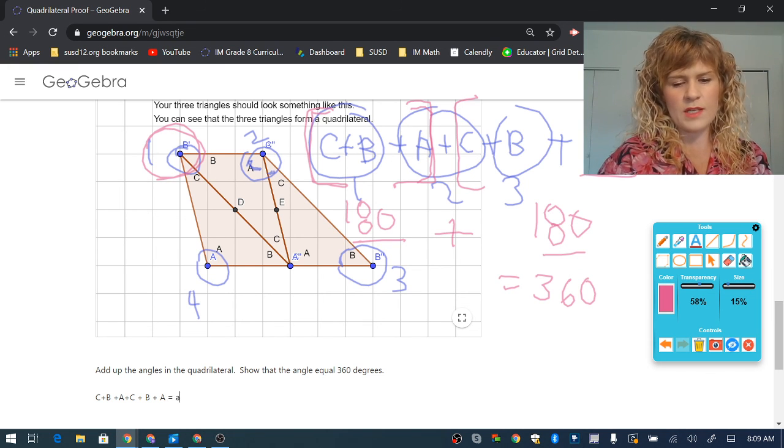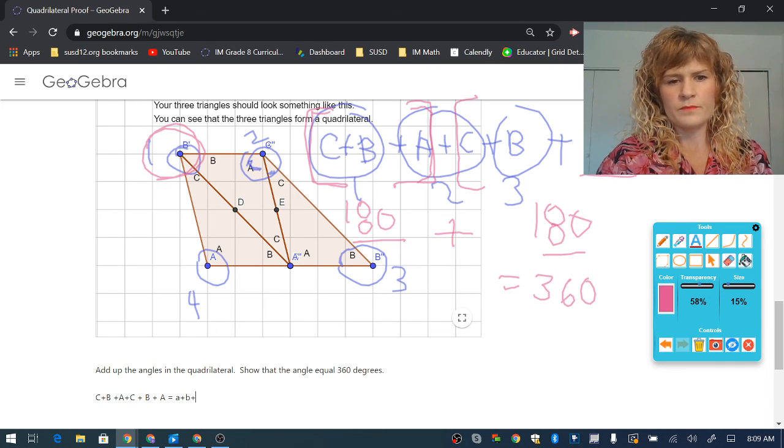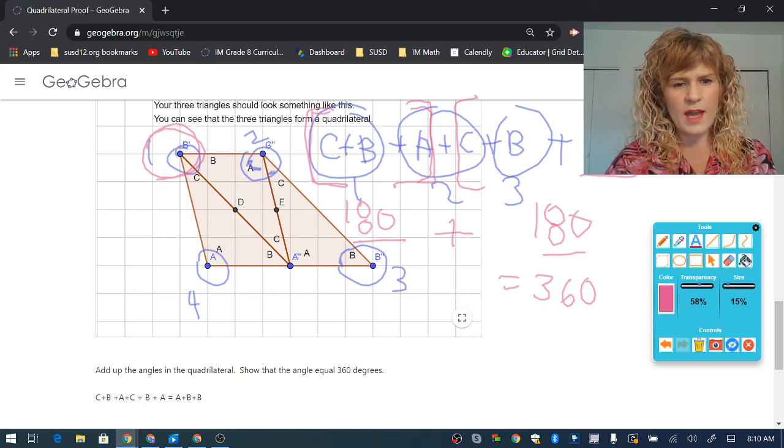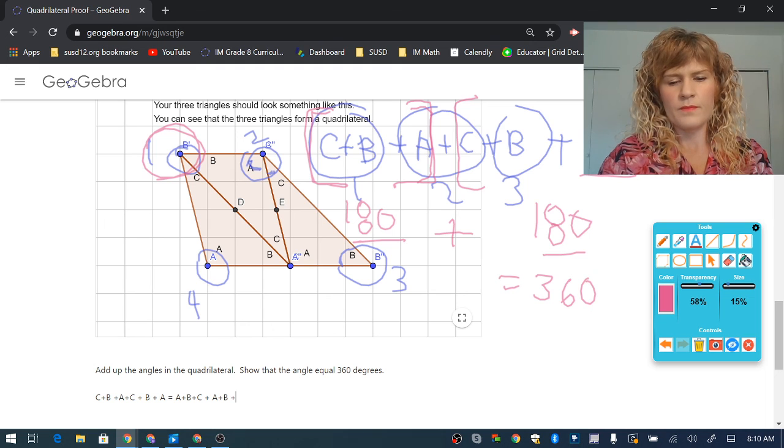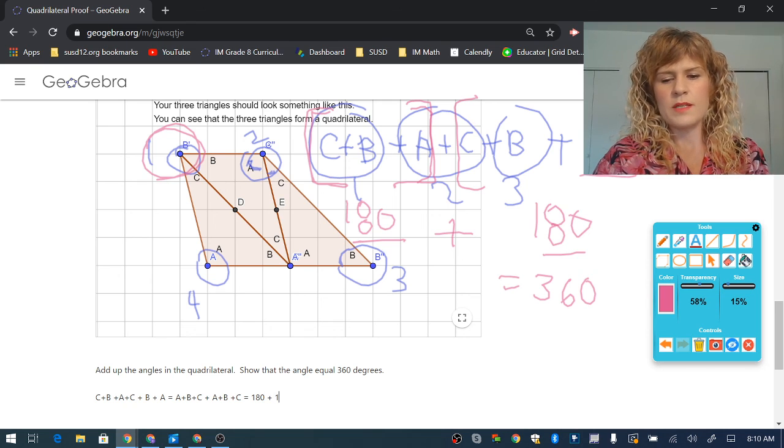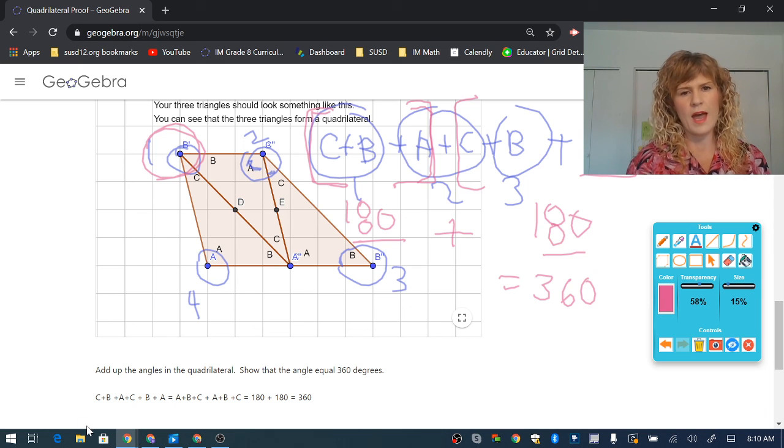If you rearrange it, it's A plus B plus C. Oh, I want to use capitals. It doesn't matter, but I already started capitals, so I'm going to keep it. So rearrange that, and we see we have A plus B plus C plus A plus B plus C. And that equals 180 plus 180, and that equals 360 degrees. So we have proved that a quadrilateral's angles add up to equal 360 degrees.